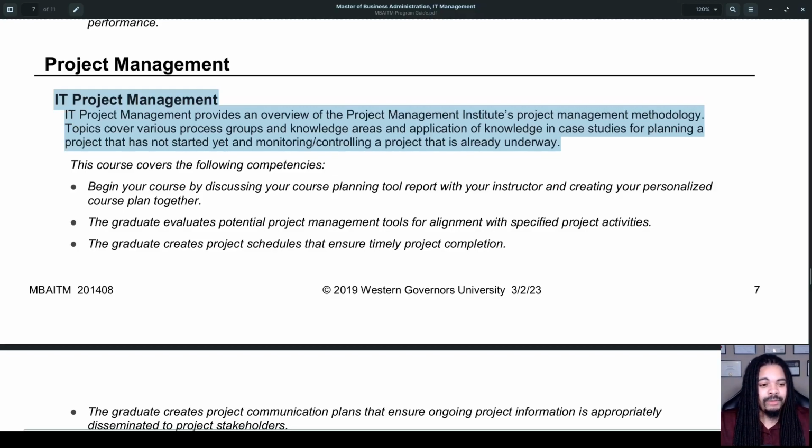If you guys don't know, PMI or Project Management Institute, those are the people that do the CAPM and PMP certification. So I'm really, really interested to see what is included in this class.